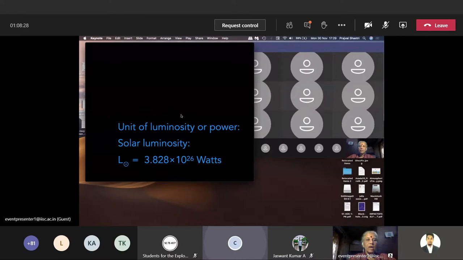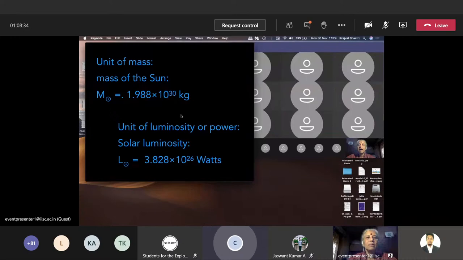But before I go further, I just want to have a small digression. In my talk, I might use units of both luminosity and mass. And for both of these, astrophysicists tend to use the mass of the sun and the luminosity of the sun as units. So that is what I might use, and I call it solar mass and solar luminosity. They are typically represented by these symbols, M sun and L sun.